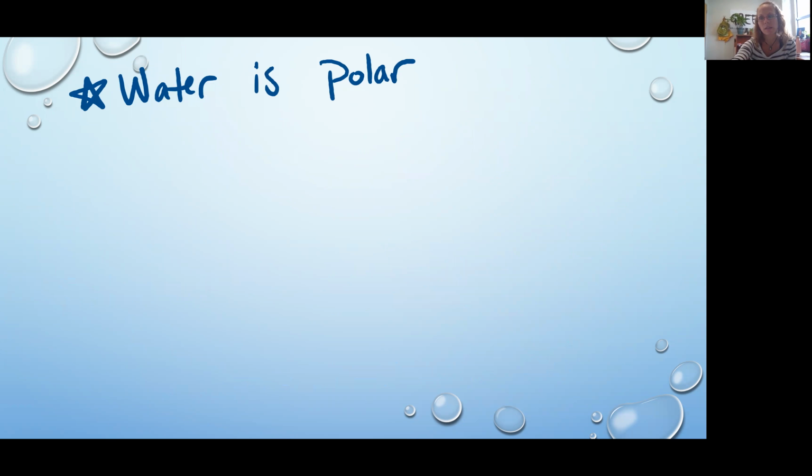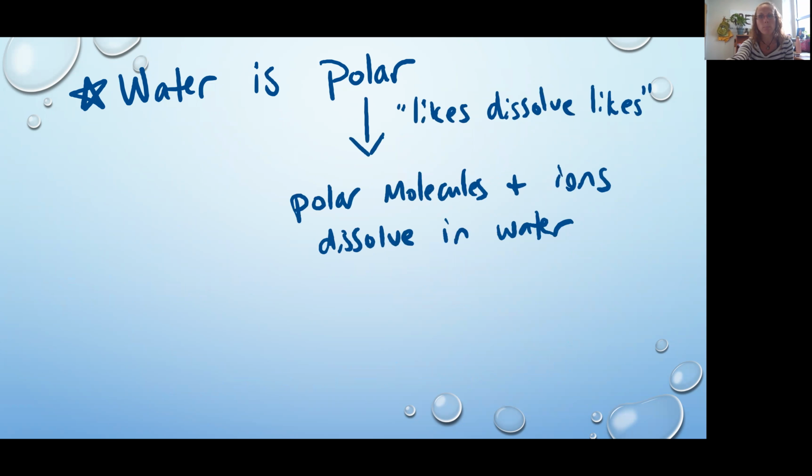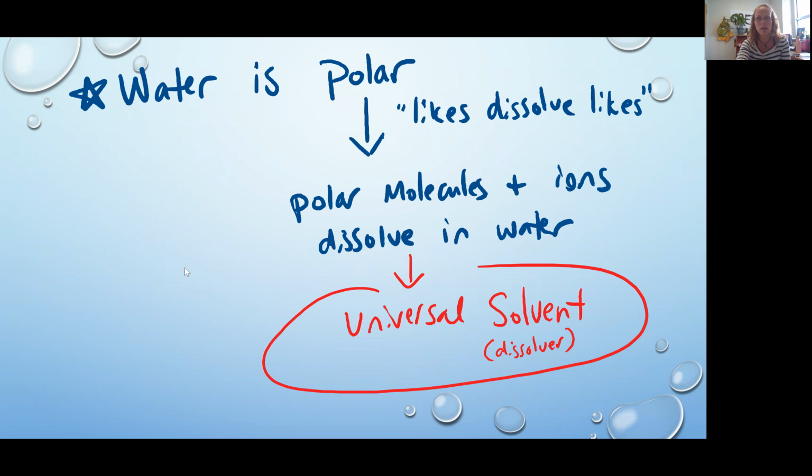Here is the thing to keep in mind. Water is polar. Likes dissolve likes when it comes to solubility. So water is polar, and polar molecules and ions are all going to dissolve in water. We talked about it as the universal solvent. Remember, our term solvent means the dissolver.